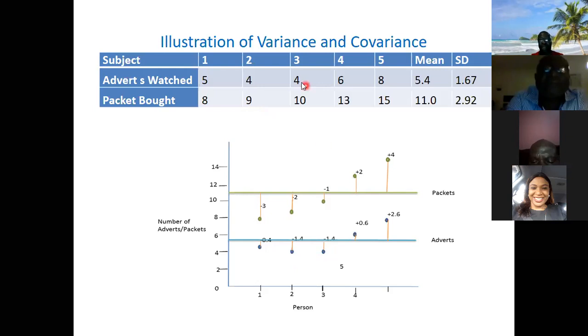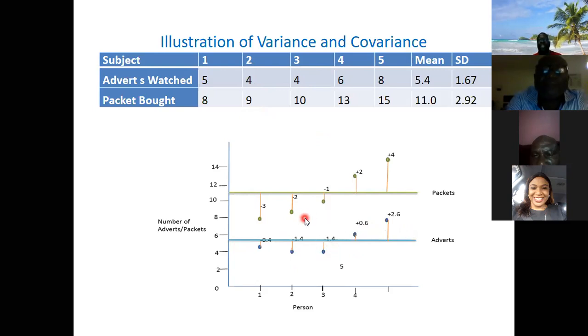The person that, okay, 2 of them watched 4. The person that watched 6, can you see? Because it's above the mean by 0.6, can you see? And the person that watched 8 is above the mean by 2.6. Can you see the direction?